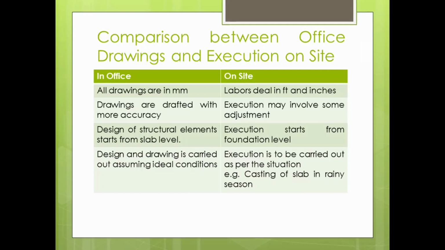Second difference is that drawings are drafted with more accuracy. Let us say one dimension is of 100 mm, so how much is that dimension in inches or feet? Correct. So that much accurate unit of inches, it is not possible to build maybe at certain times. So you have to carry out the construction work with some adjustment. So the execution part on site, it may involve certain adjustments in dimensions.